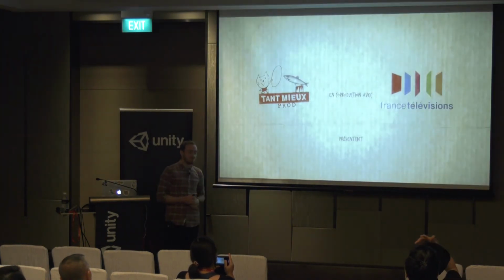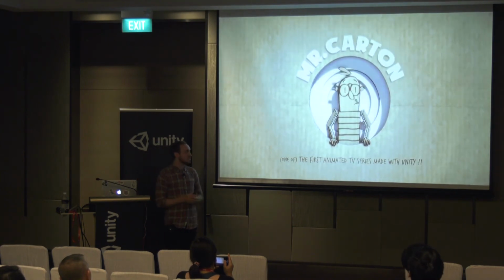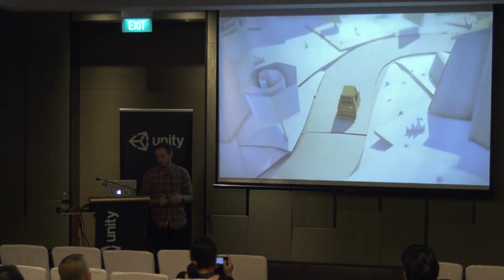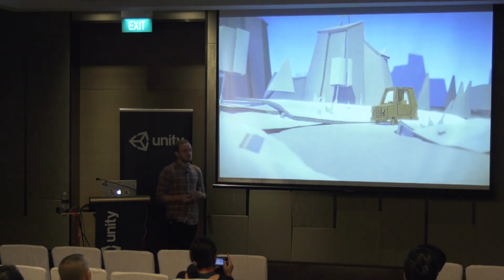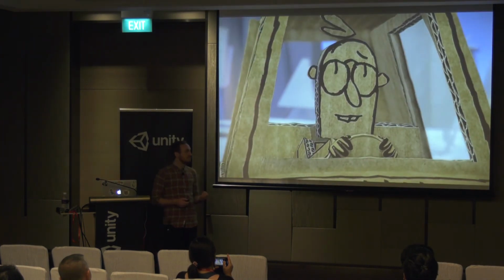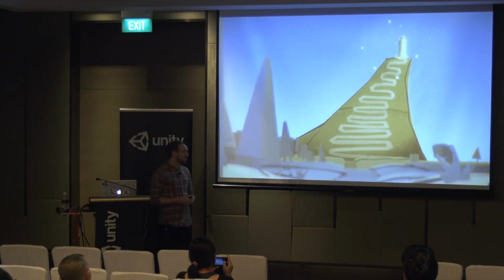Mr. Carton was probably one of our very first animations to be made in Unity. This is an ongoing series on YouTube right now, which is why they need such a quick turnaround time. It's kind of like Mr. Bean, but cardboard, and it reminds me of SpongeBob quite a lot as well, if you like SpongeBob.